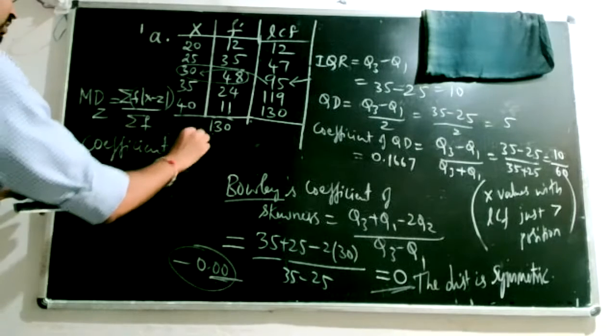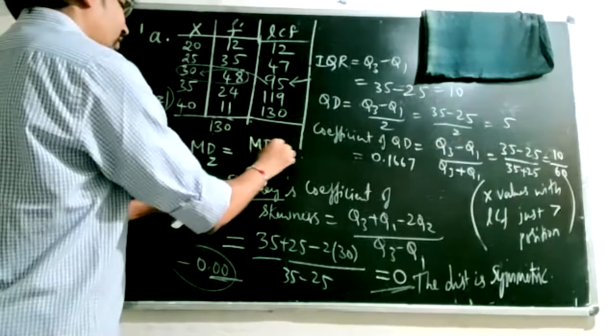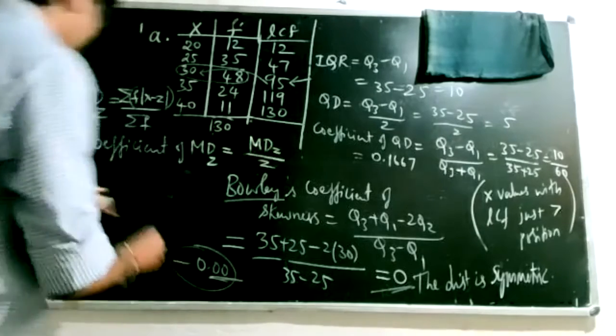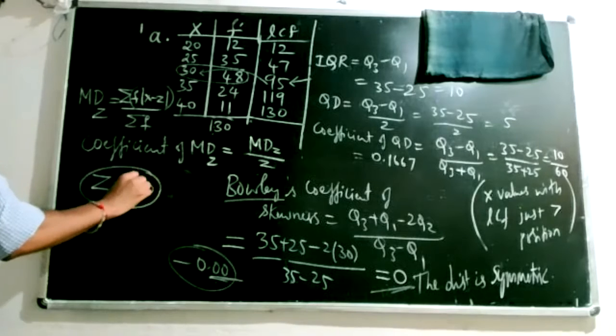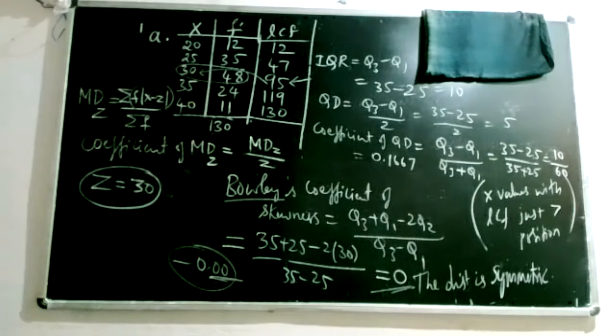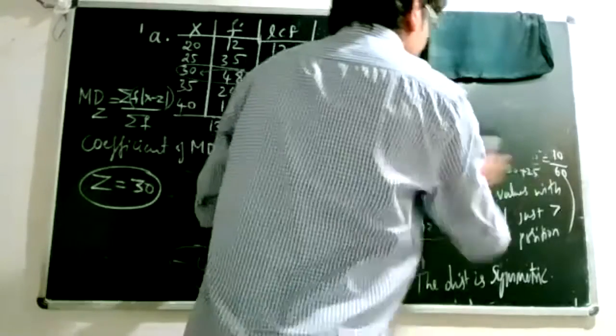Coefficient of MDZ, which is MDZ divided by Z. So we have already captured Z. Z is the value of X with highest frequency. Highest frequency is 48, therefore Z is equal to 30. Now we have to do mod X minus Z and F into mod X minus Z.